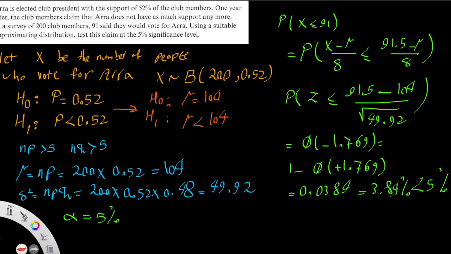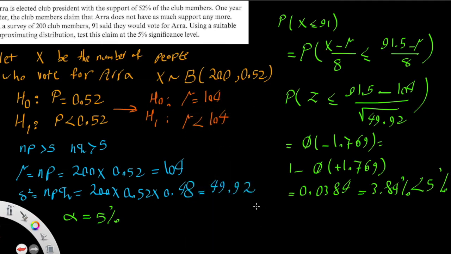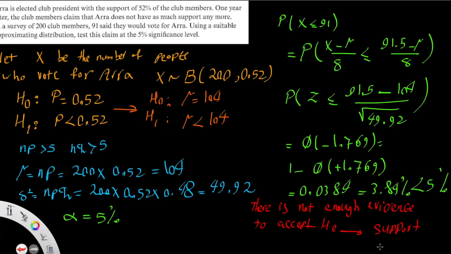Now it is less than 5%, so it is in the rejection region. So the conclusion is there is not enough evidence to accept H0. So it means that we are not accepting H0. It means that the support has reduced actually, as it is claimed.